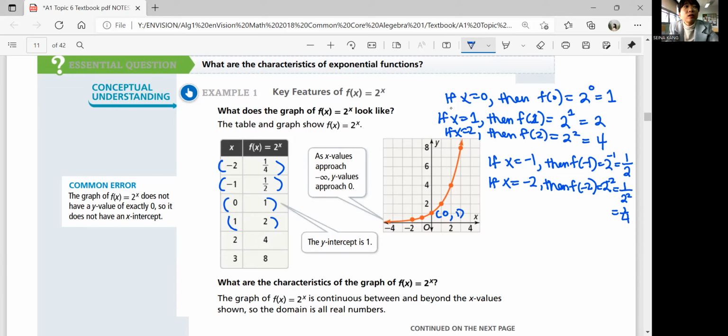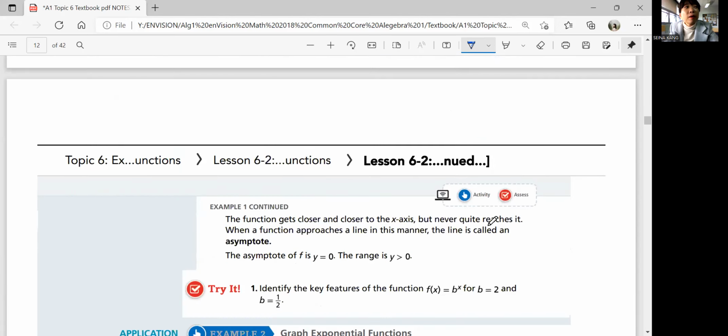Okay. All right, so the characteristics of this graph: it is continuous between and beyond the x values shown. Continuous means your line is not cut, it's not disconnected. They're all connected, right? All the points on the line are connected. So the domain is all real numbers. All the x values you can have are all possible real numbers. Okay, keep that in mind.